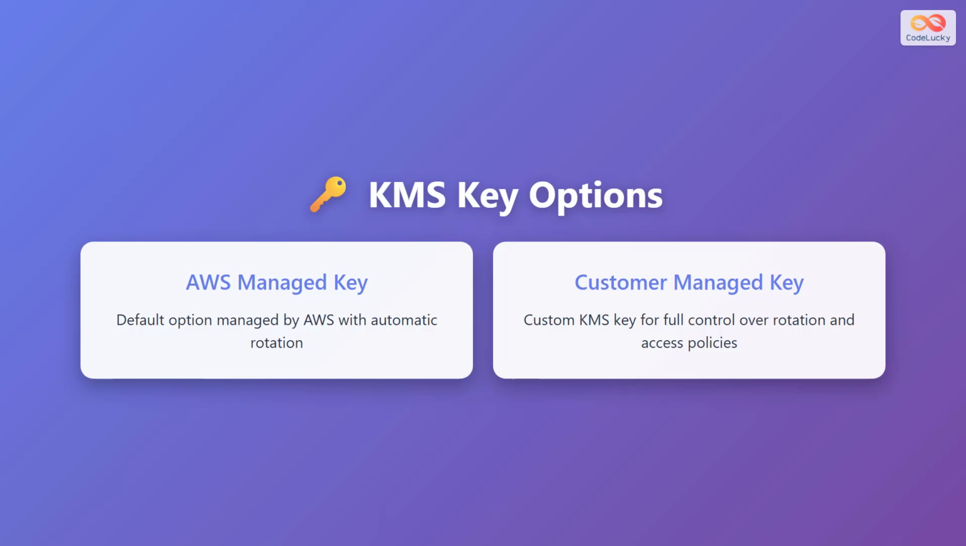When configuring encryption at rest, you have two key management options. The first is the AWS Managed Key, which is the default option. AWS automatically handles this key and manages its rotation for you, making it the simplest choice. The second option is a Customer Managed Key, which gives you complete control. With a Customer Managed Key, you can define your own rotation policies, set granular access permissions, and maintain full oversight of who can use the key and when.